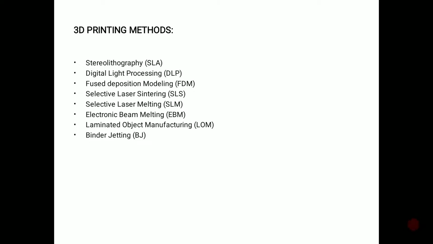There are different kinds of 3D printing methods, which are stereolithography, also known as SLA, digital light processing (DLP), fused deposition modeling, which we are using, FDM, selective laser sintering (SLS), selective laser melting (SLM), electron beam melting (EBM), laminated object manufacturing (LOM), binder jetting (BJ). And from all these we are using fused deposition modeling, which is FDM.